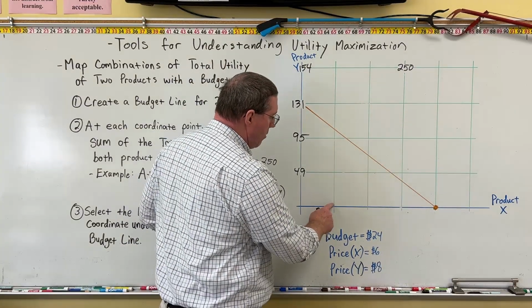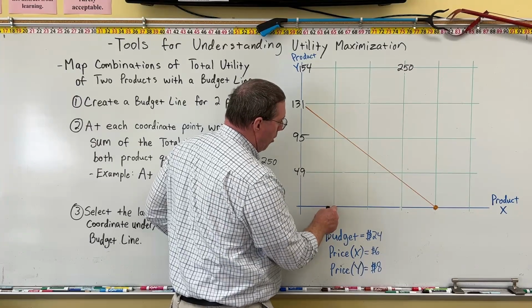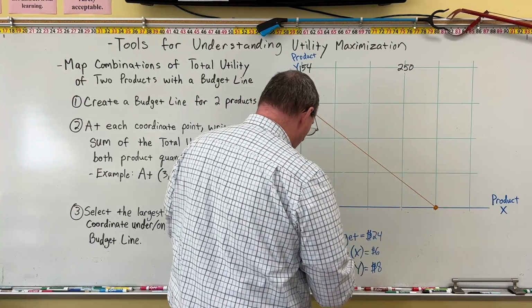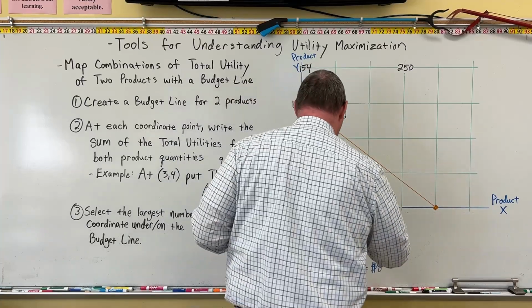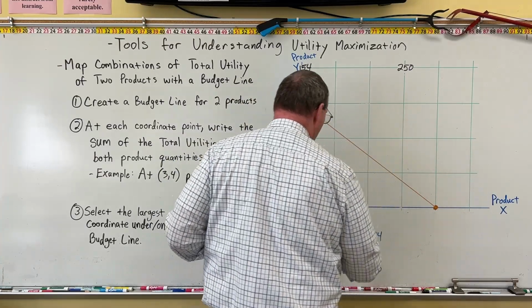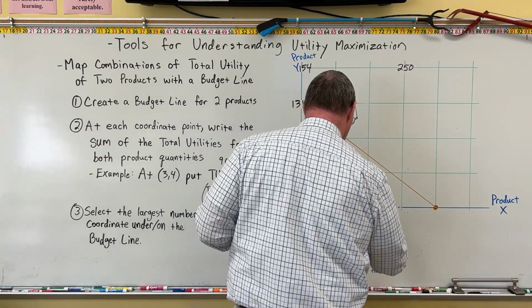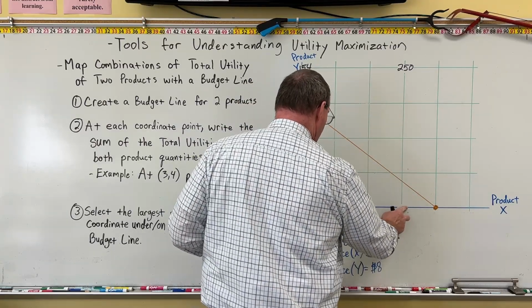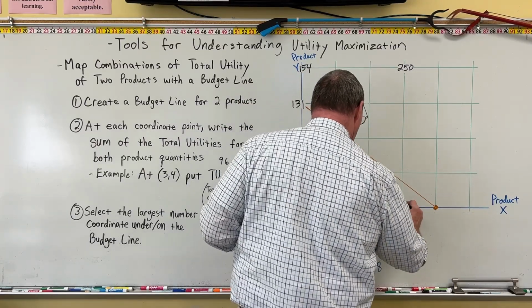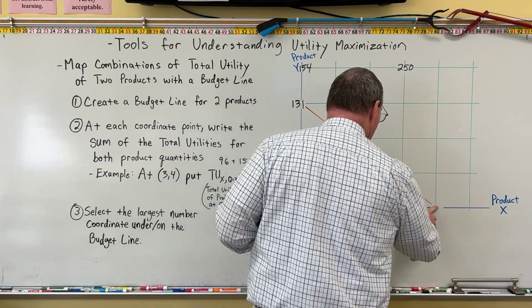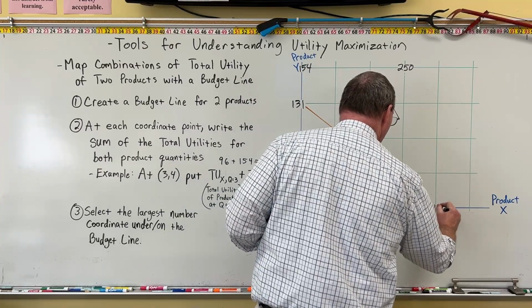Now along this axis, we're going to do where Y is equal to 0 and X is equal to 1, 2, 3, or 4. So for 1 unit of X, total utility is 39. For 2 units of X, it's 71. For 3 units of X, it's 96. And then for 4 units of X, it's 115.